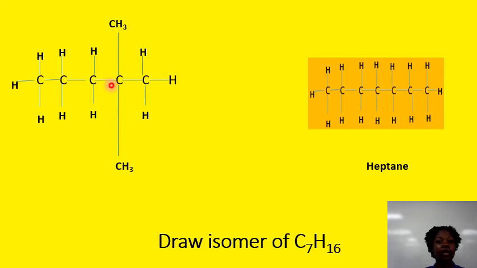Once the carbon atom is in the middle, I can attach a group to it. However, if it's on the end, I can't attach it. So I can't attach it to this, but I can attach it to this, or to this. And that's it. I have another isomer.